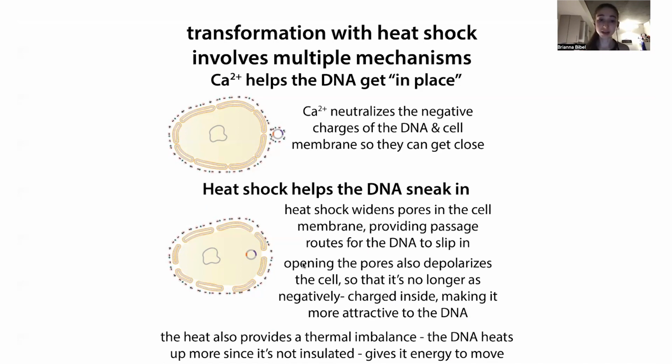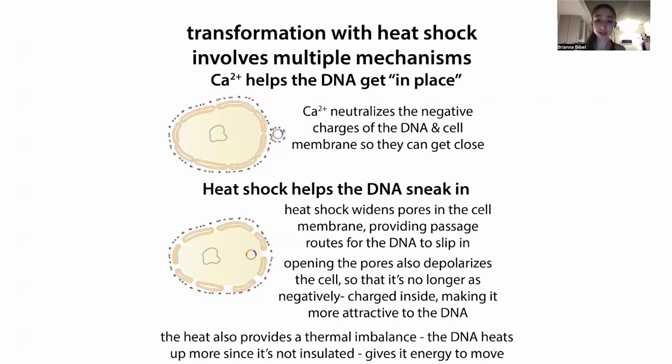But a few of the things that are going to help the DNA get in. One is that when you heat shock, it's going to help widen the pores in the cell membrane, so those zones of adhesion. It's going to help it kind of shed some of the lipids, make these pores bigger. So now there's a route for the DNA to get in. But the DNA has to kind of want to get in.